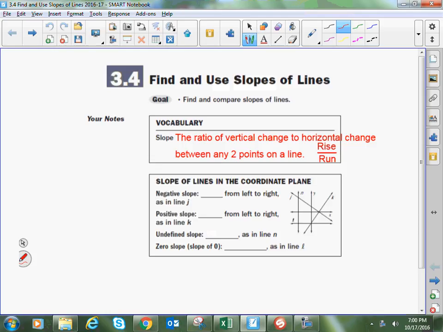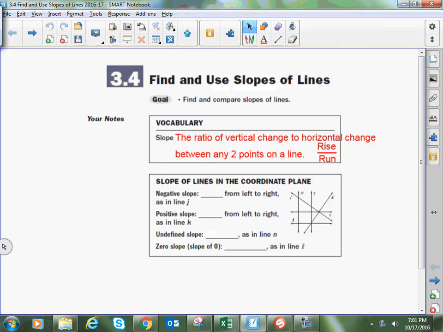We're going to be talking about slopes of lines. We're going to be talking about how you find the slope of a line and what they mean as far as when to tell if the lines are parallel or perpendicular based on their slope.